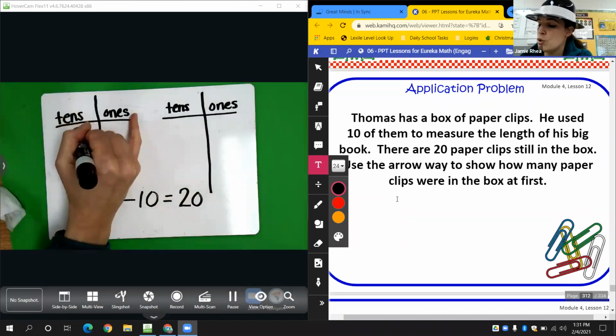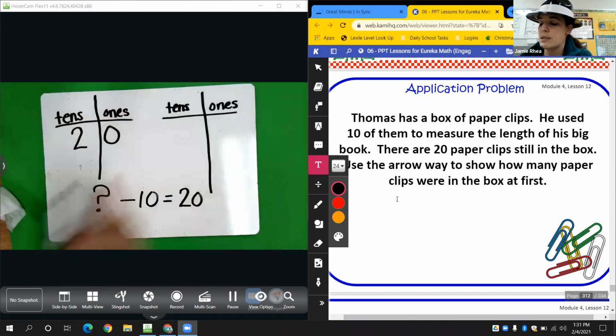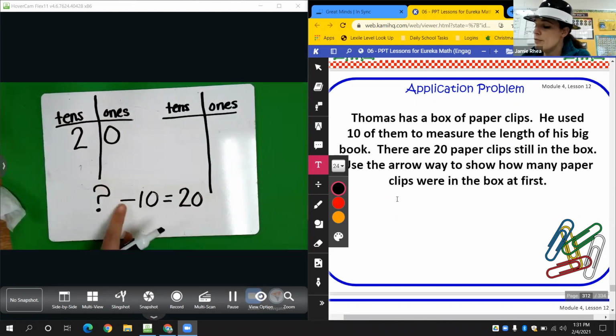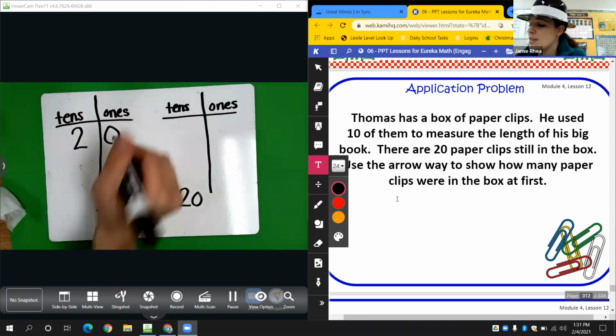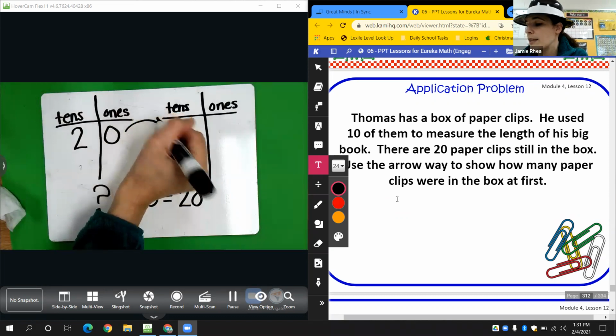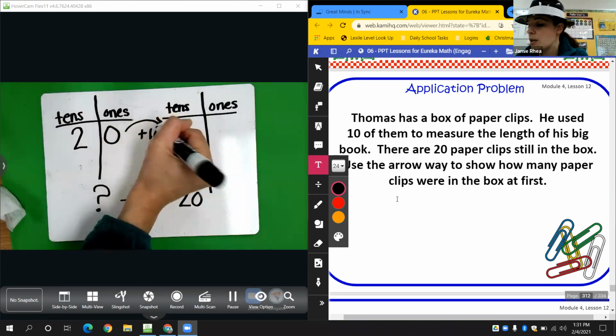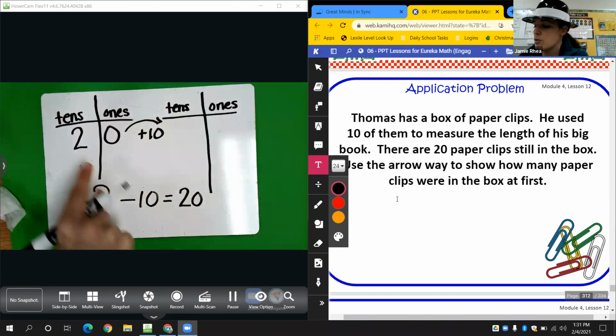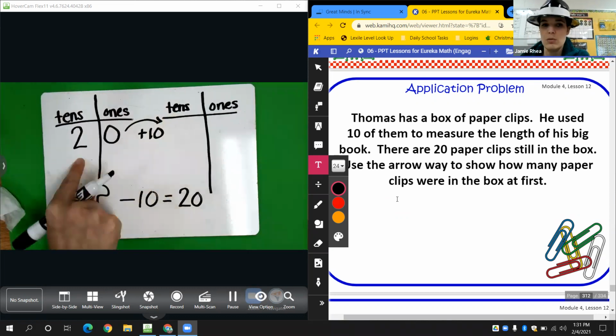Okay, we had 2 10s, 0 1s. Now, if we took 10 away from the ones we had to begin with, we didn't know how many we had, but we knew we had 20 left. So I'm going to start with 20. But this time I'm going to go like this, and I'm going to add 10 because I'm going to go backwards. Okay. So 20 plus 10. What is 20 plus 10?